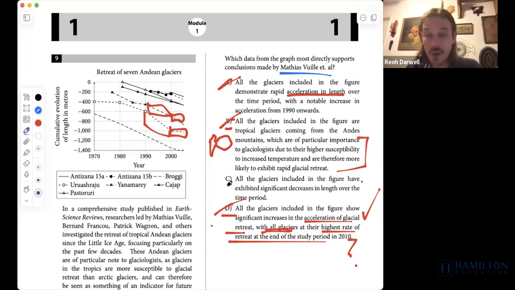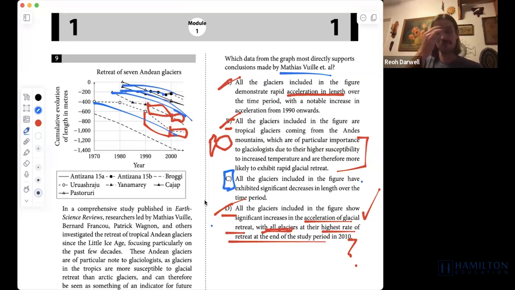So that leads us to a really, really straightforward answer choice. All the glaciers have exhibited significant decreases in length over the time period. Yeah, every single one has gone down over the time period, right? The line of best fit goes down for every single one of these graphs. So that's what we need. Perfect, right? Sometimes these are really straightforward. Look for what's wrong in answer choices and get rid of them. That's how you arrive at the correct answer.